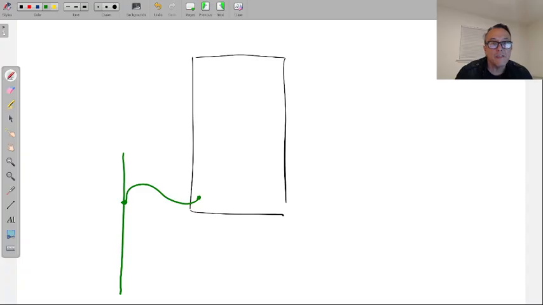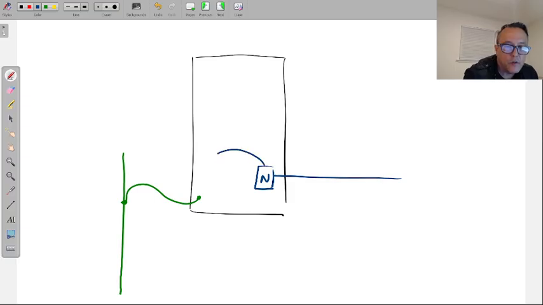What this is going to do is, in the event of a fault where the neutral on a circuit becomes energized, this neutral at the panel is connected to this ground, and when the current finds its way onto the neutral, which is never supposed to happen, it can find its way out of the circuit and into ground.